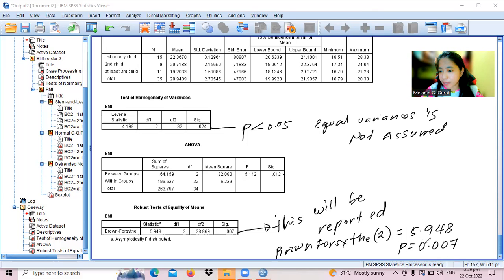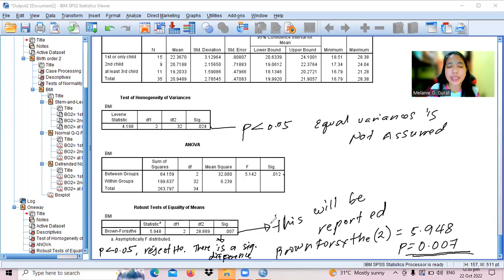Now let us decide whether this is telling us that there is a significant difference or not. So since, again, P is less than 0.05, this means that we are rejecting our H0, and H0 is telling us that there's no significant difference. So we reject H0, then there is a significant difference. But it does not end there yet.